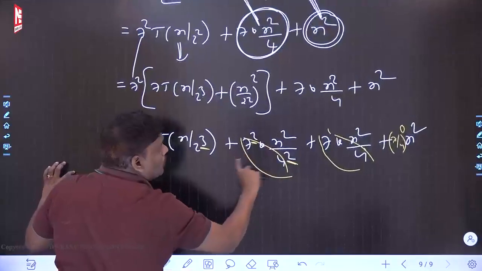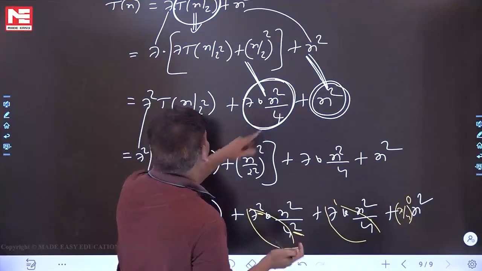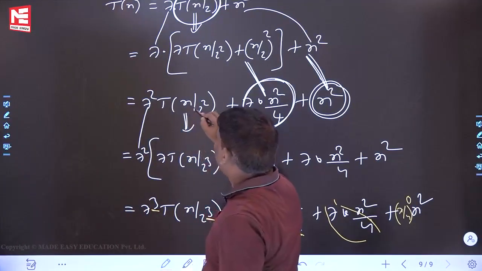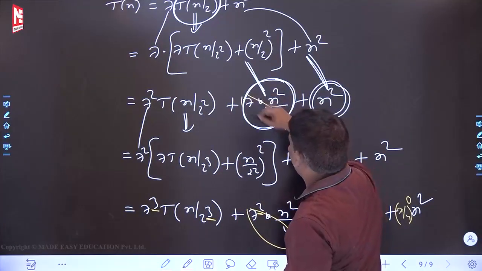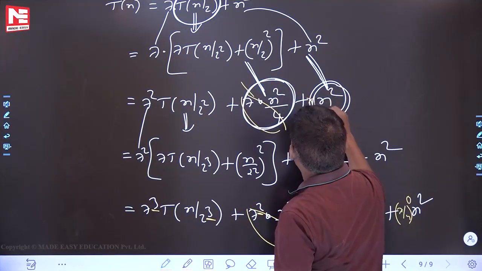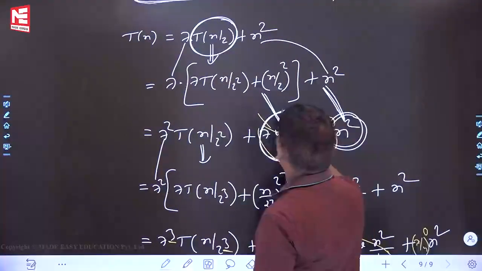Still, if anyone did not get the confirmation here, see what happened after the second round. It is the second round answer. See this one: 7 square T of n by 2 square. Everywhere the 2 means it is the 1. See, 7 by 4 whole power 1. Right? It is going to be 7 by 4 whole power 0. I think it is also working. n square common, this also.